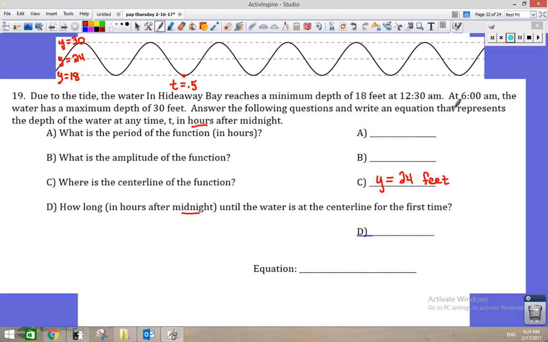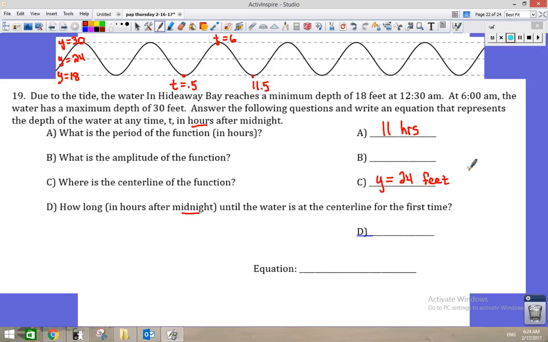Alright, and then at 6 a.m., that's 6 hours after midnight, we're at a maximum depth. Now the distance between a max and a min is half of the period, because here's the full length of the period. 6 minus 0.5 is 5.5. So this is 11, and the period then is 11 hours.